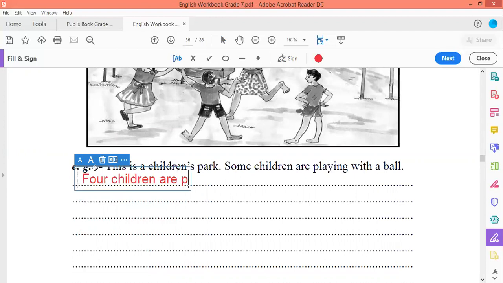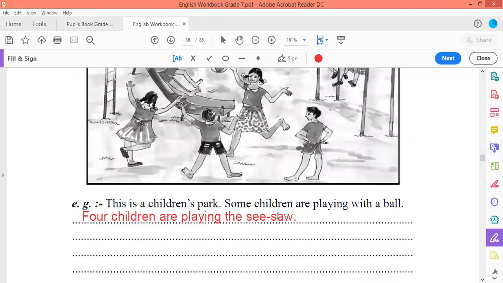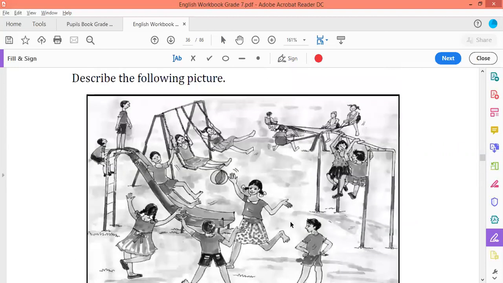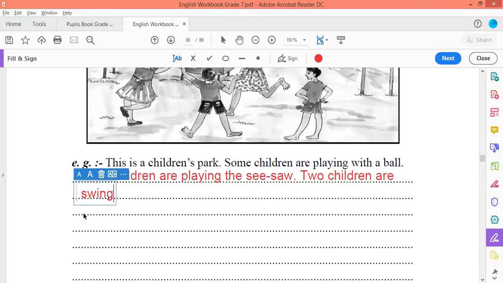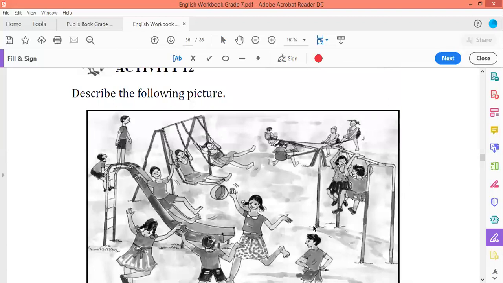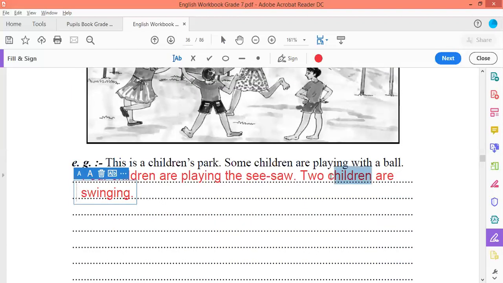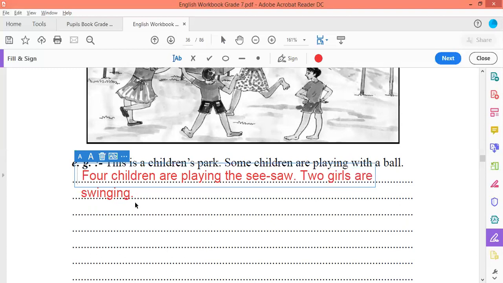Four children are playing on the seesaw. What else can you say? Two children are swinging. Yes. You can say two girls. Okay. We will try to make our writing very interesting. Two girls are swinging. Okay, what else can you see?